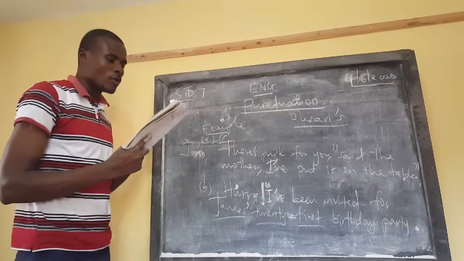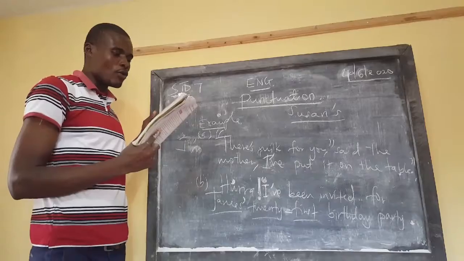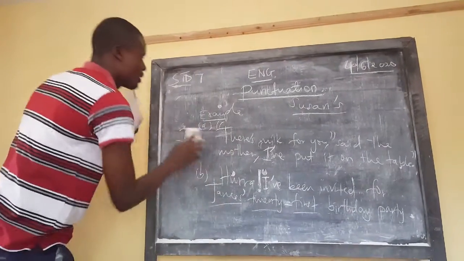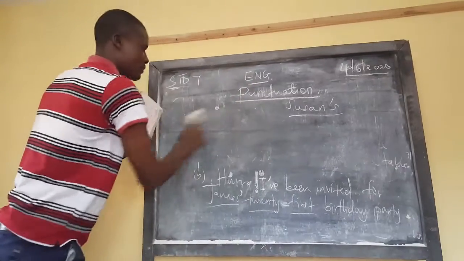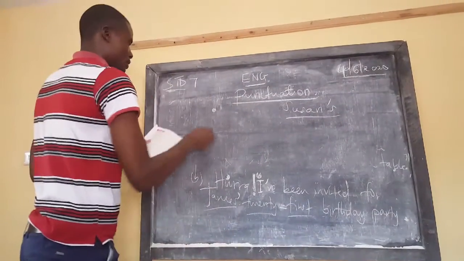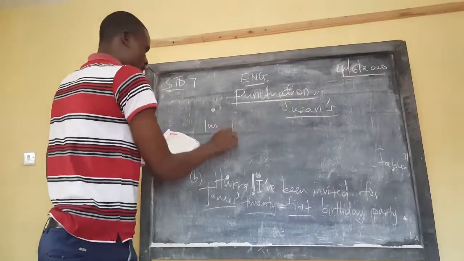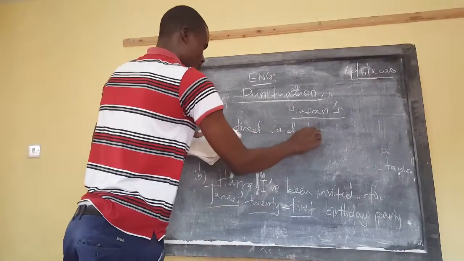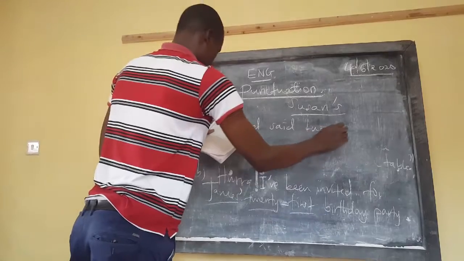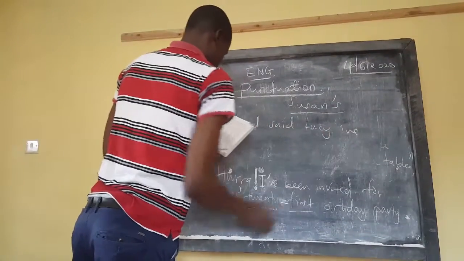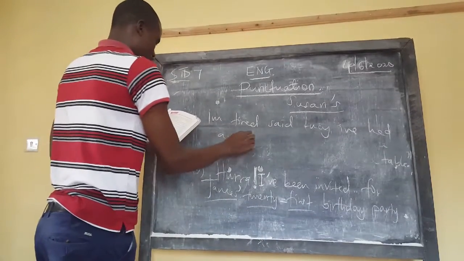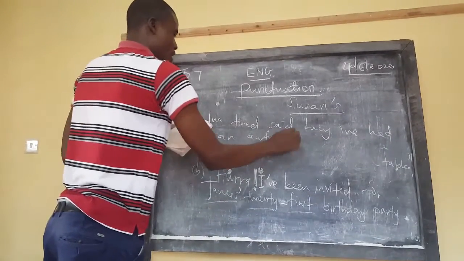Said Lucy, comma, I've had an awful day. So there are going to be two quotations there, just like we did the first one. Let me just write it down. "I'm tired," said Lucy, "I've had an awful day."